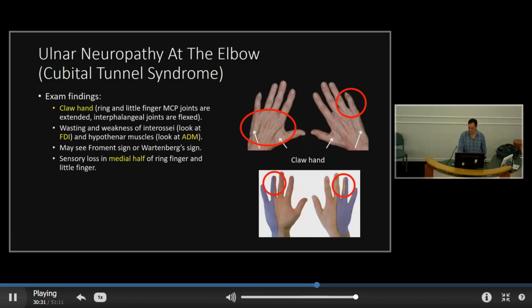The sensory loss pattern is, again, the other half of the ring finger and the little finger in totality. So the rest of the fingers, I should say, that are not median innervated. The main mimic for this is a C8 radiculopathy. In that case, you get, again, like I said, sensory loss in the entire ring finger and little finger.